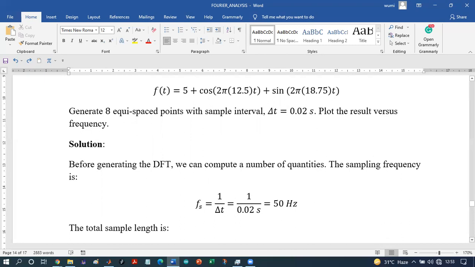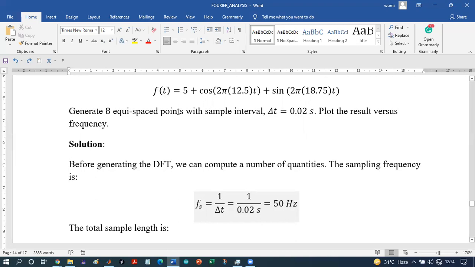Yes, for this particular question, n is equal to 8, because the question says that you should generate 8 equispaced points. So, for instance, as I was trying to explain the other time, if the signal is this, then the question says generate 8 equispaced points. So it simply means that you have 8 points.